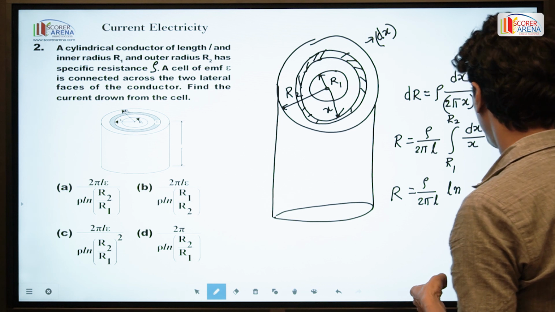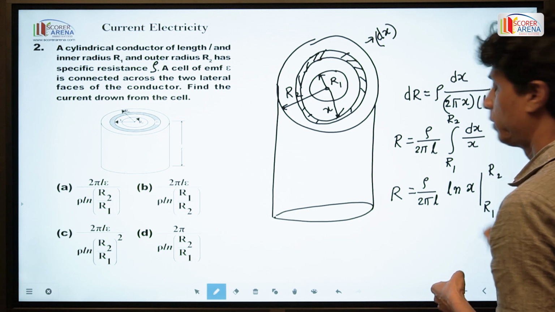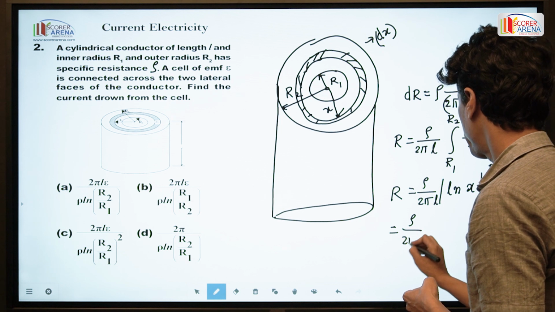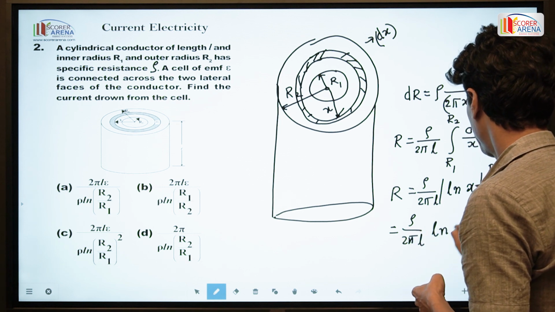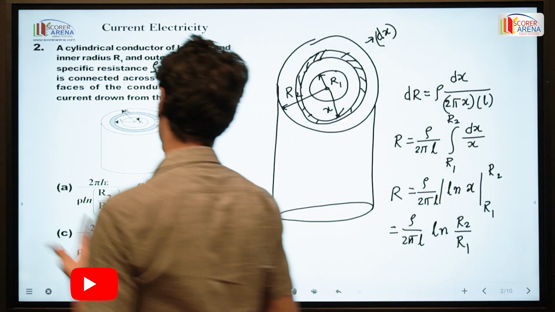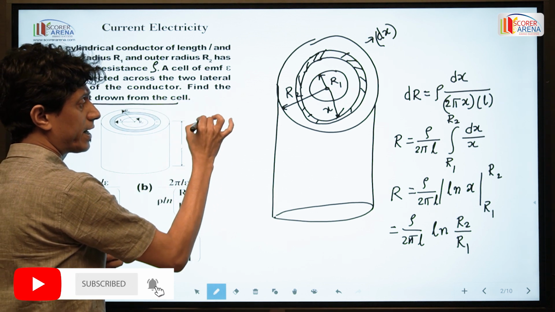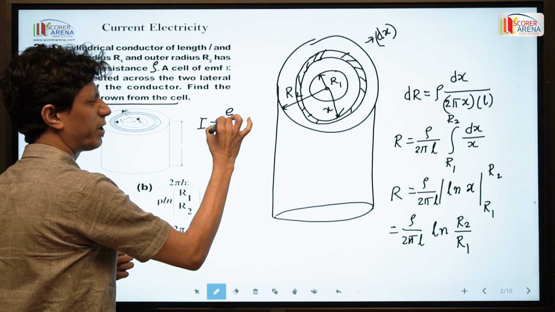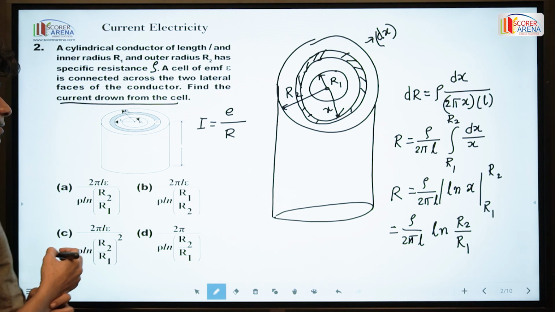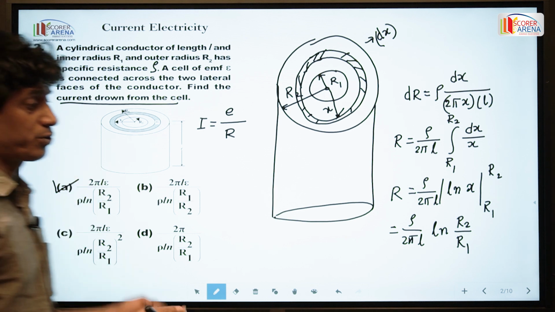it is ln x from R1 to R2, and ρ by 2πL, this is ln R2 by R1. And electric current, find the current drawn from the cell. Electric current I is equal to EMF E by resistance. So from here we can say the answer is A. Next question.